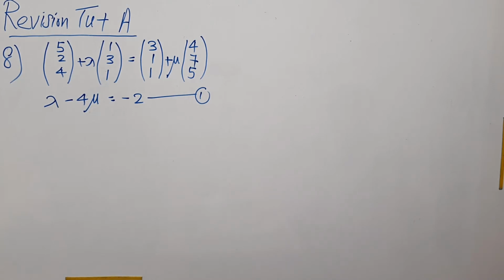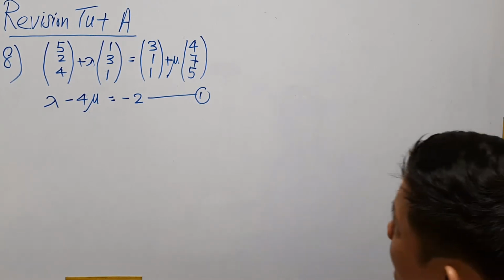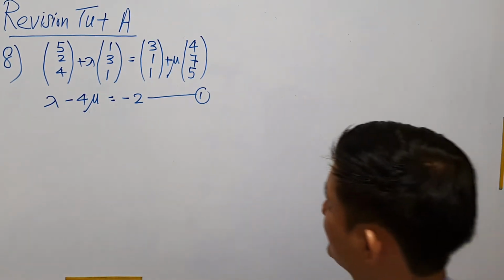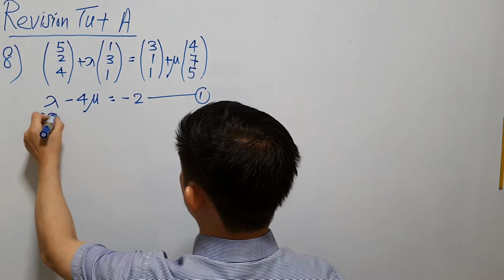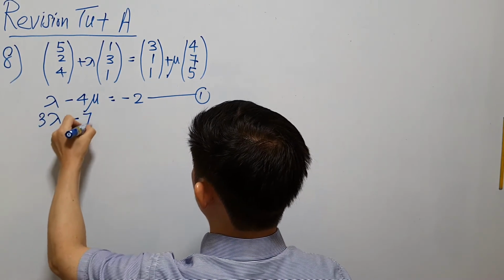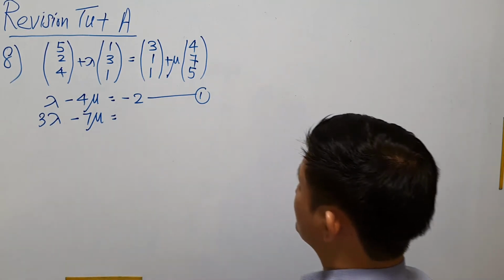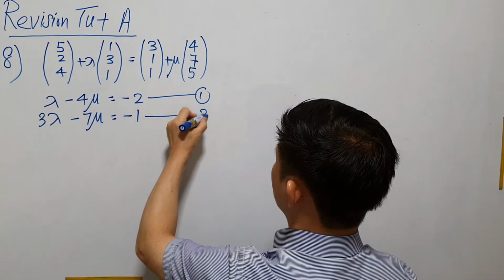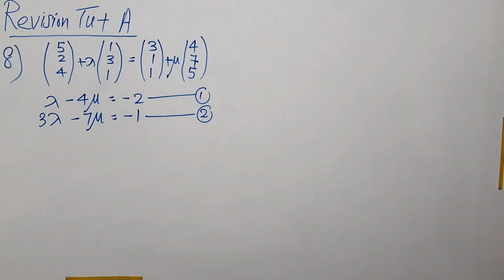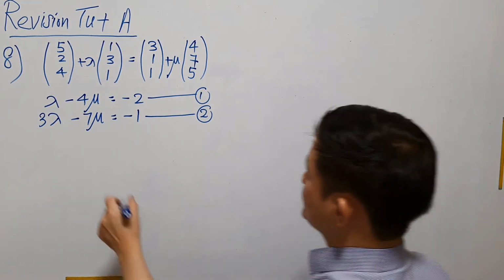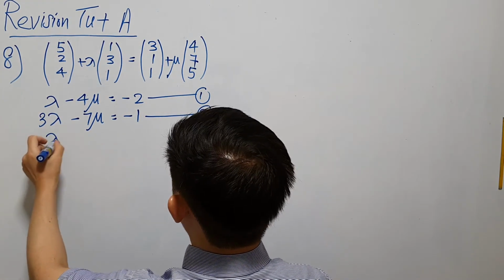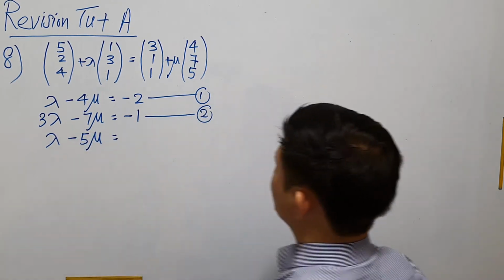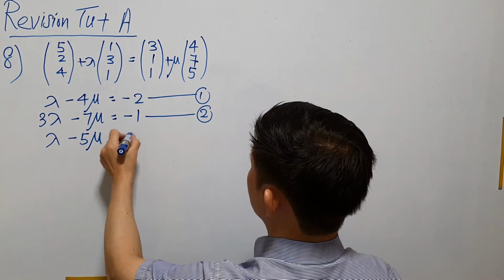So I do some tidying up. I get lambda minus 4 mu, 3 minus. Okay. Then the second equation will be 3 lambda minus 7 mu is equal to minus 1. Right. Then there's a third equation, which is lambda minus 5 mu is equal to minus 3.